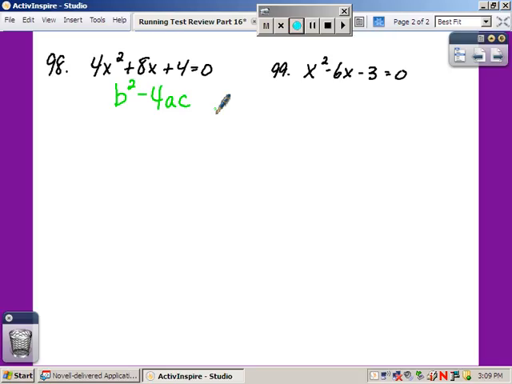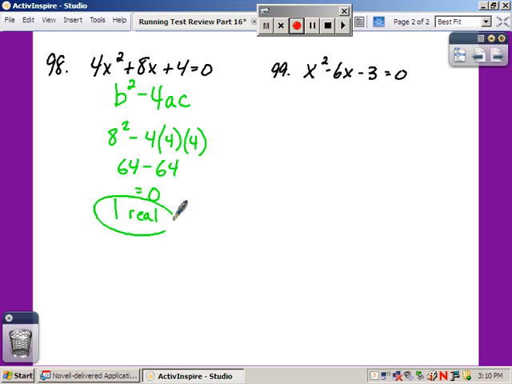So B is 8, times 4 times 4 times 4. So 8 squared is 64. 4 times 4 is 16. Times 4 again is also 64. So we get 64 minus 64, that's equal to 0. If you look at the chart, anything that's equal to 0 here will have one real solution. So you need to show the work on how you proved it, and then you need to say what kind of solutions you're going to have.